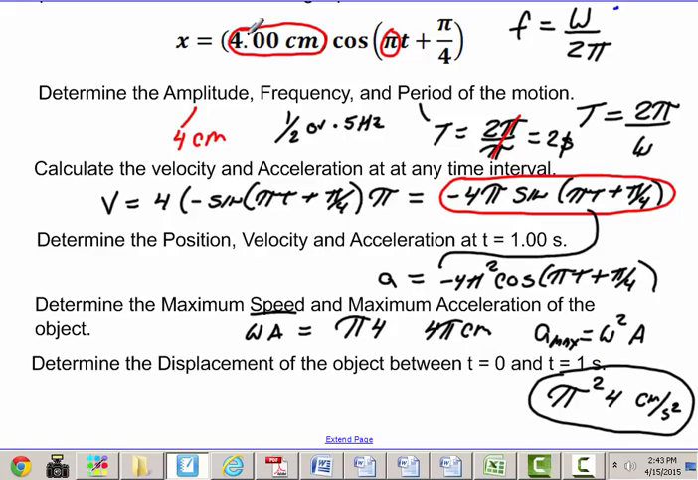You're going to take 1 and put it back in this equation to find the position when t is 1. Put 0 in for t, and find the position when t is equal to 0. Subtract the 2, and that will tell you your displacement between t equals 0 and t equals 1.